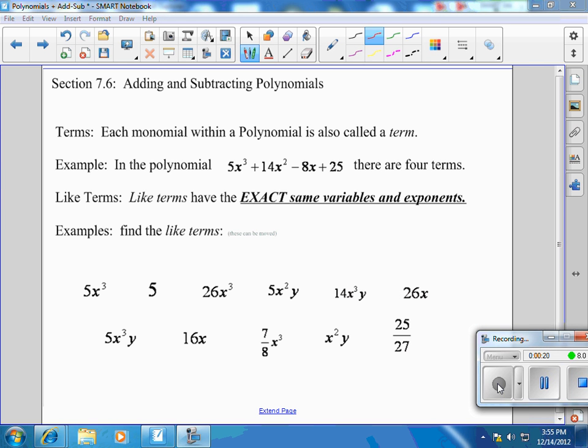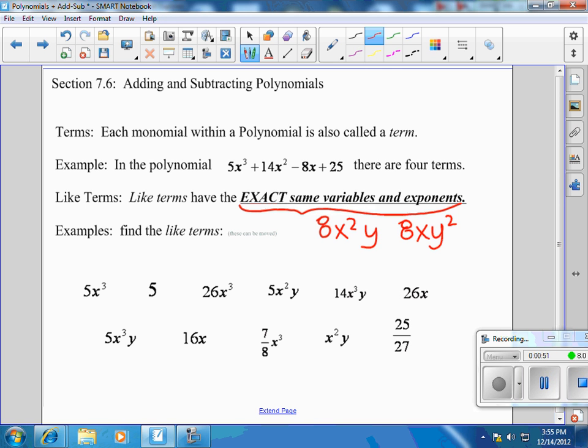Adding and subtracting, the first thing you need to know are terms. Each monomial is a term. So in this first polynomial that we're given, there are 4 different terms. You can only add or subtract terms that are alike, or like terms, and they have to have the exact same variables and exponents. So just because something looks similar, like these two, we cannot add them. The first one has 2 x's and 1 y. The second one has 1 x and 2 y's. Cannot add them together.